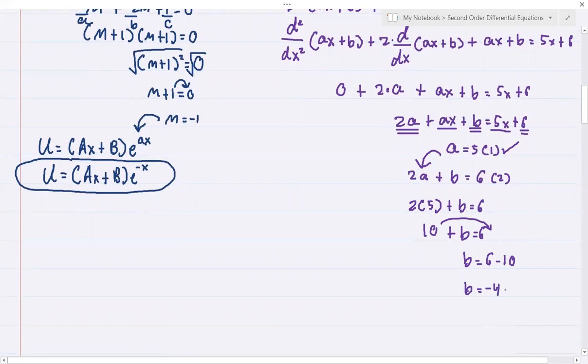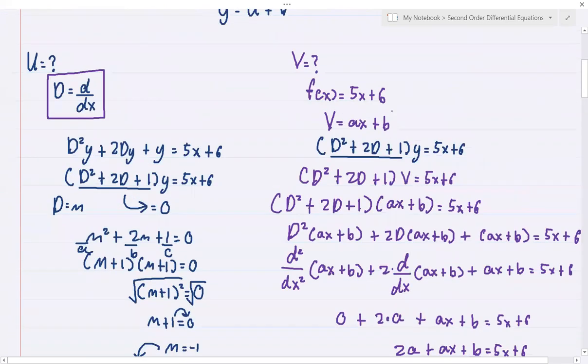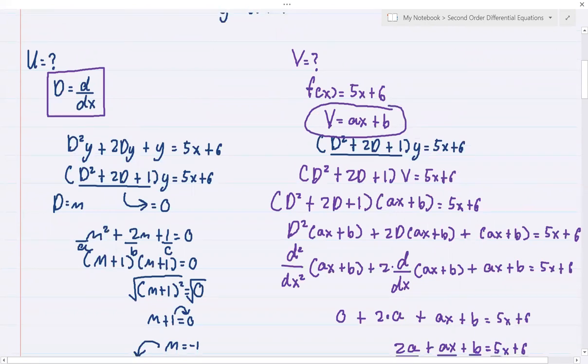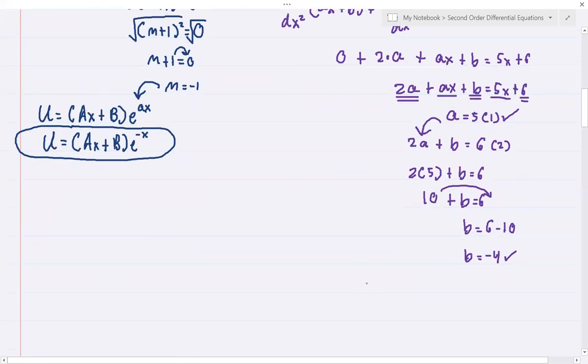Since we have your a as 5 and negative 4 as your b, we will substitute them into your v function. Remember that your v function is ax plus b. Therefore, we will have v is equal to ax plus b. By further substituting the given letters here, we will have v is equal to your a as 5 and your b as negative 4.